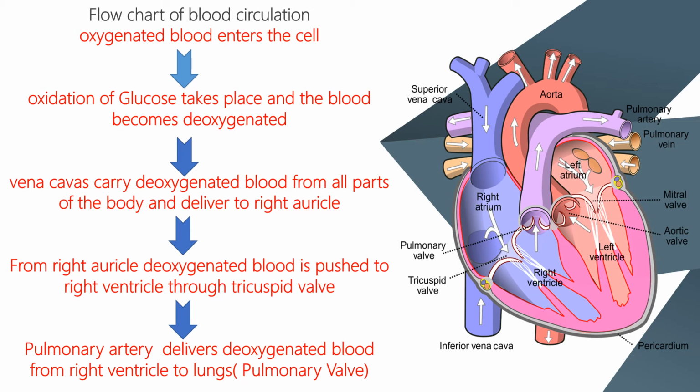From the right auricle, deoxygenated blood is pushed to the right ventricle through the tricuspid wall. The tricuspid wall allows the blood in only one direction. It prevents the backflow of the blood to the right atrium. After that, the tricuspid wall closes and the pulmonary wall opens. The pulmonary artery delivers deoxygenated blood from the right ventricle to the lungs.